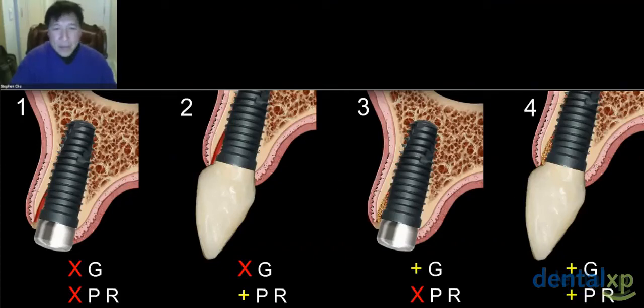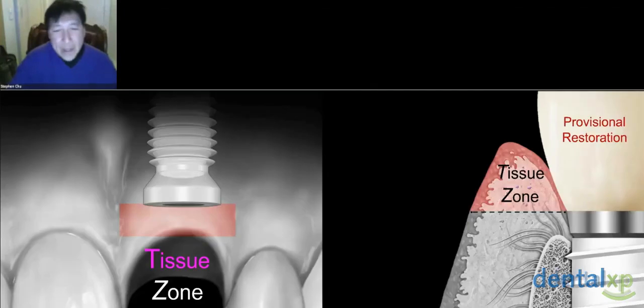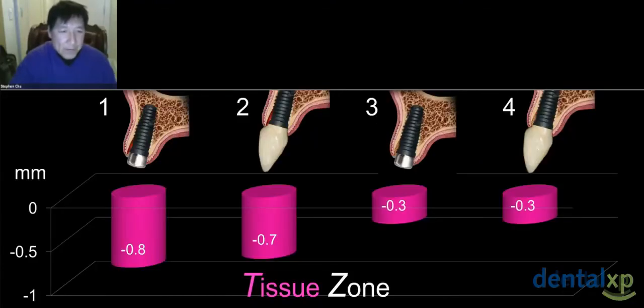Again, a retrospective analysis. So what are the results? Let's look at the results, and again, we're talking just about buccolingual collapse of the ridge. Let's look at the tissue zone, the part where we're looking above the head of the implant, from the head of the implant to the free gingival margin. So let's look at this unsupported tissue and what's happening in those 4 clinical case scenarios.